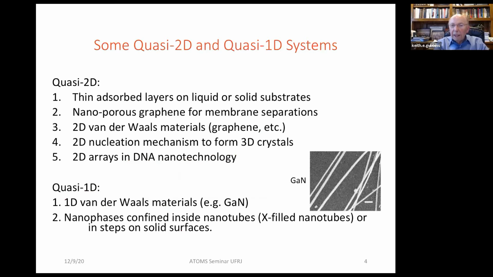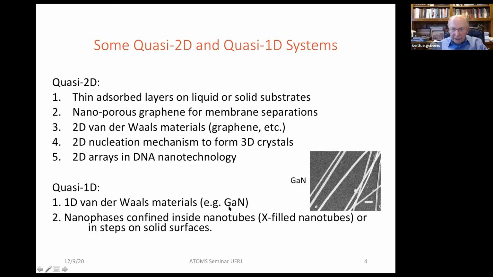So here are some examples of research areas where this may be useful. So I've mentioned adsorbed layers, things like so-called two-dimensional van der Waals materials. So graphene is the gold standard for this class of materials, but there are thousands of these materials now where you can prepare a material as just a single atomically thick layer. And there are some van der Waals materials that are one-dimensional.